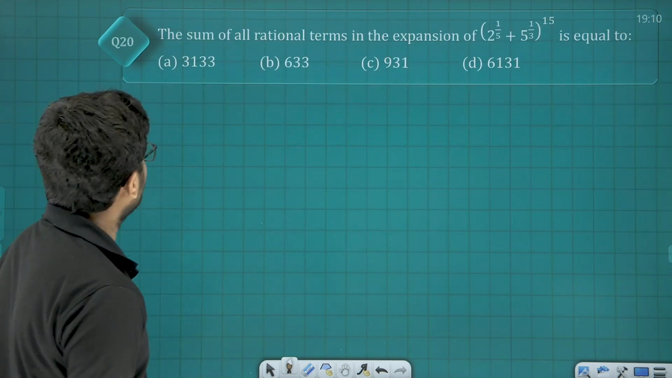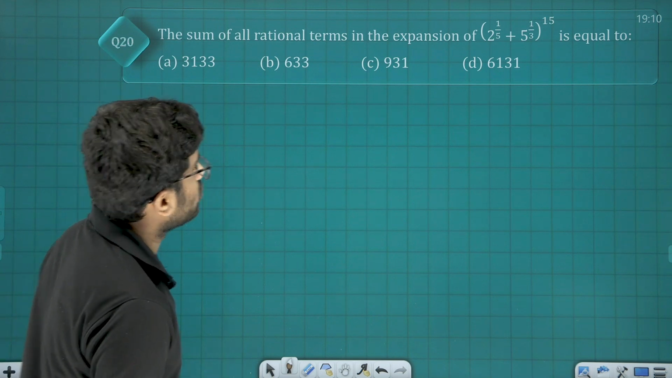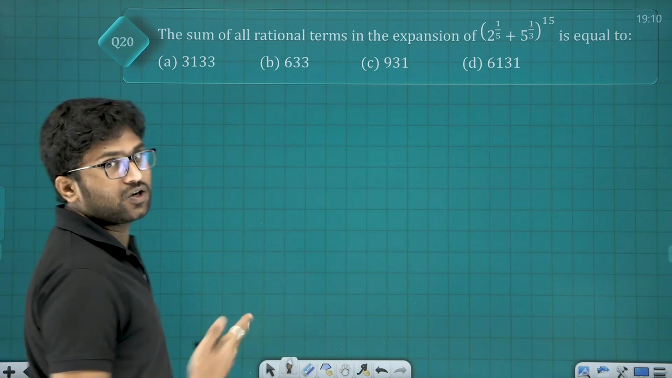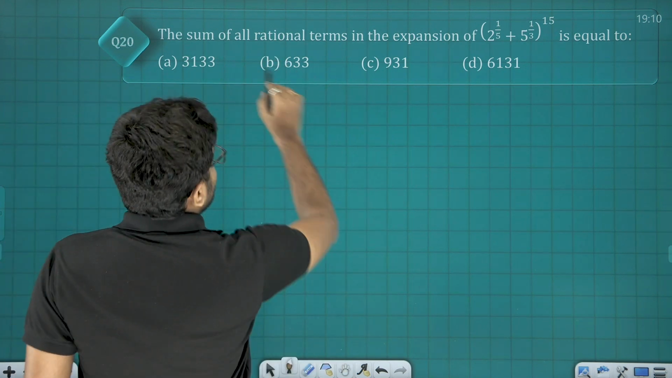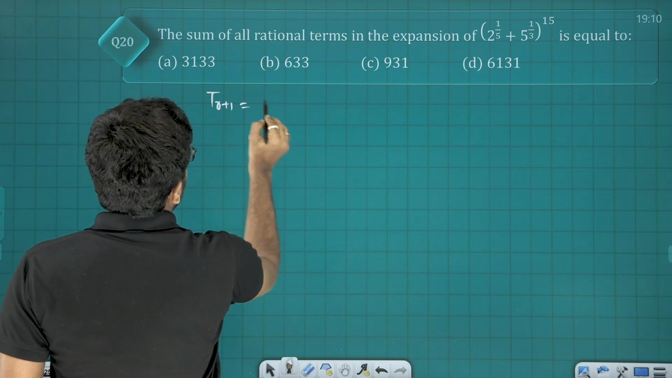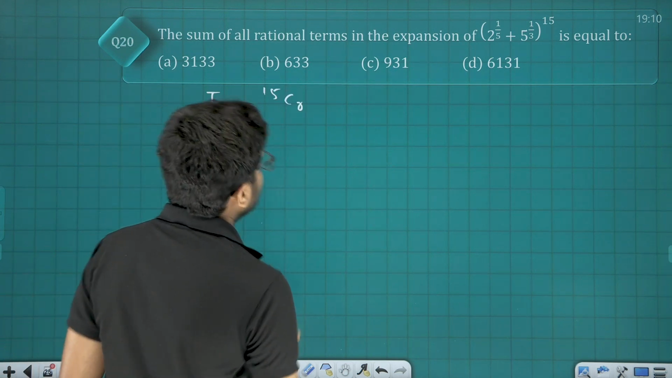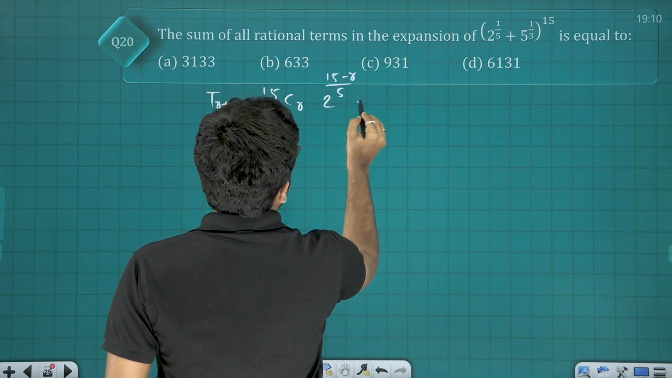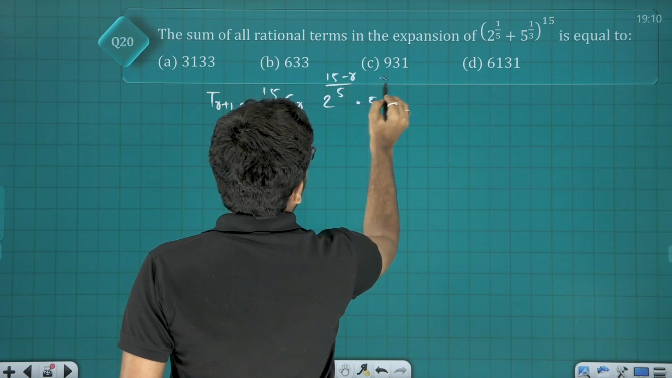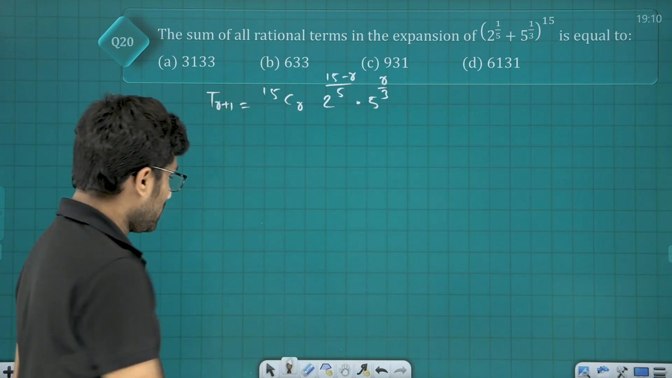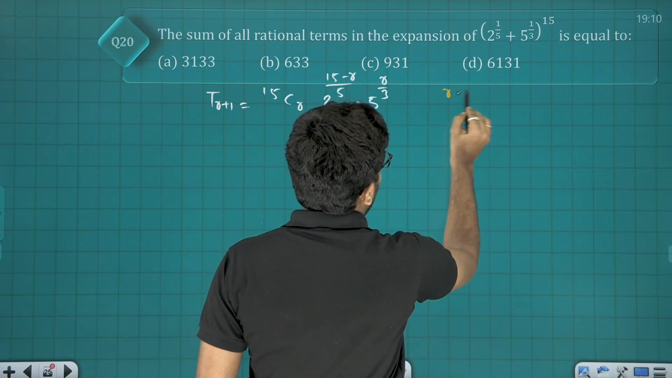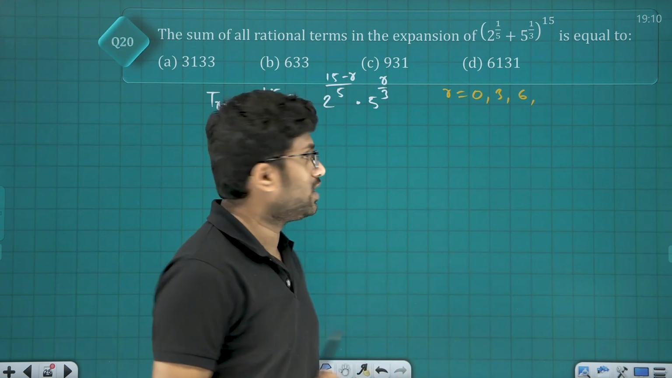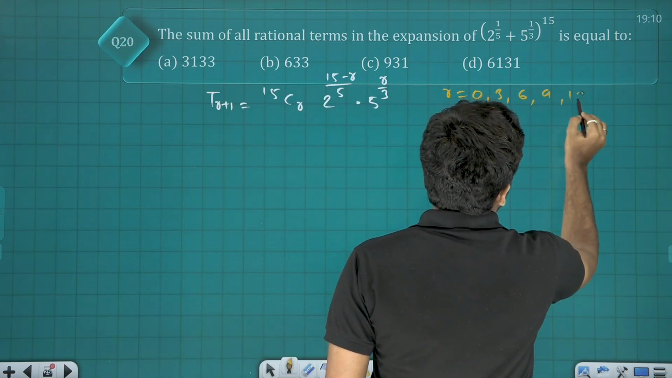Next question. The sum of all rational terms in the expansion of... First, let's find what are the rational terms that we have. The general term is clearly T(R+1) is equal to 15CR into 2 power (15 minus R) divided by 5, into 5 power R by 3. So clearly, friends, R can take the values 0, 3, 6. Multiples of R by 3 should always be an integer, no? So 0, 3, 6, 9, 12, 15.